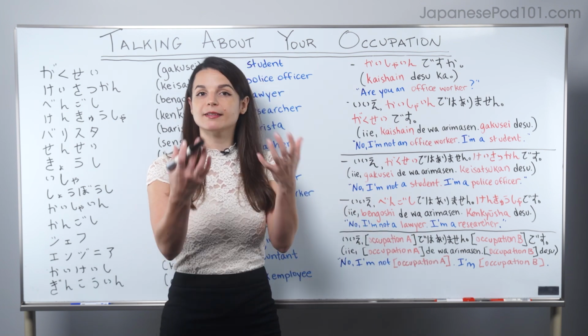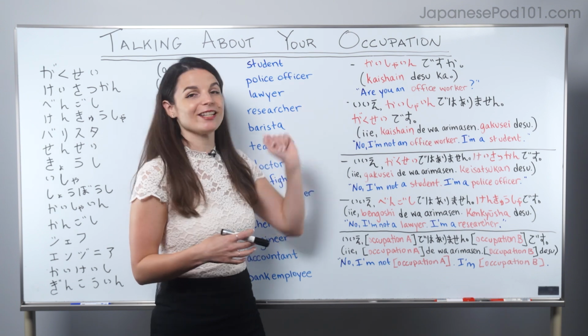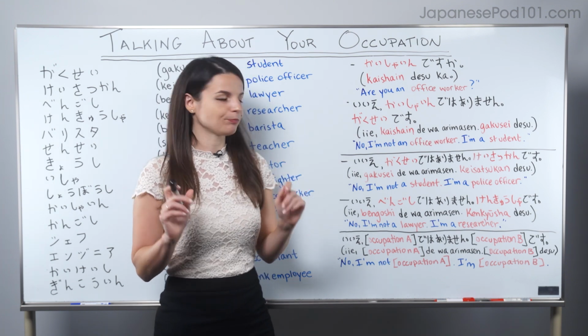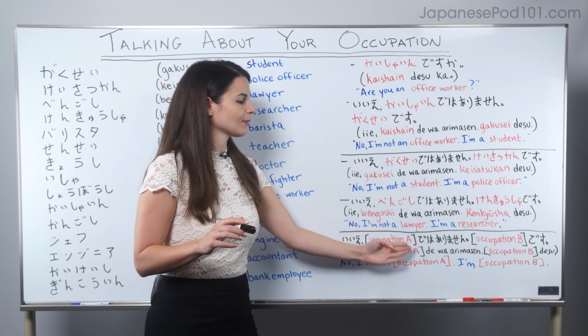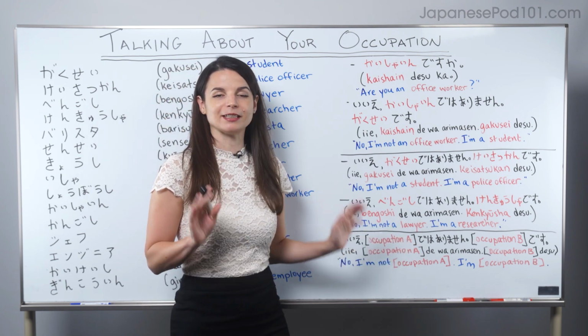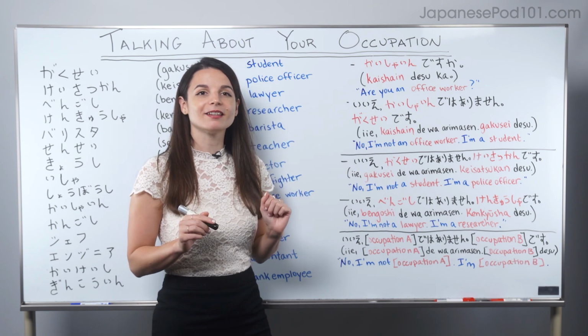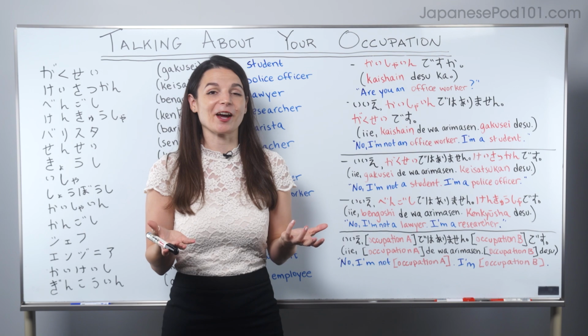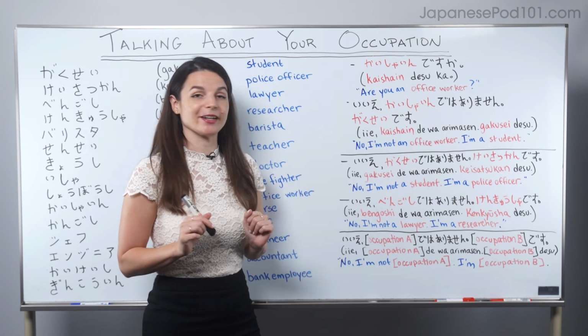So when someone asks you a question, like for example, 会社員ですか? Or 学生ですか? If it's not true, you can say いいえ、会社員ではありません。Or いいえ、学生ではありません。No, I'm not that thing. No, I'm not a 会社員. No, I'm not a company worker. Or no, I'm not a student.